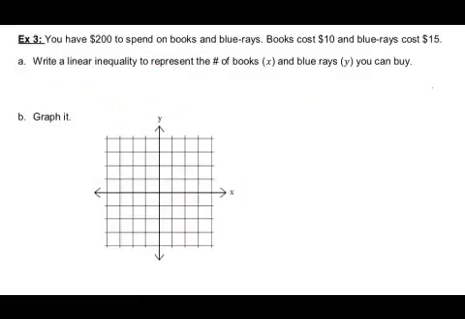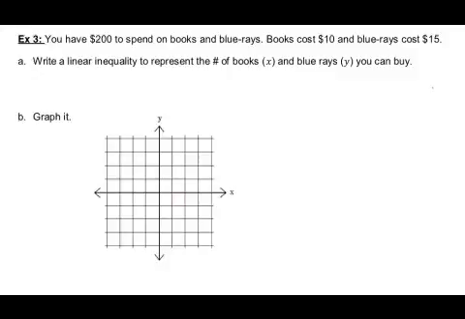Example 3 says you have $200 to spend on books and Blu-rays. Books cost $10 and Blu-rays cost $15. Write a linear inequality to represent the number of books, X, and the number of Blu-rays, Y, that you can buy. So again, we have a total of $200 that we can spend. We're buying books and Blu-rays. Books are $10, Blu-rays are $15.